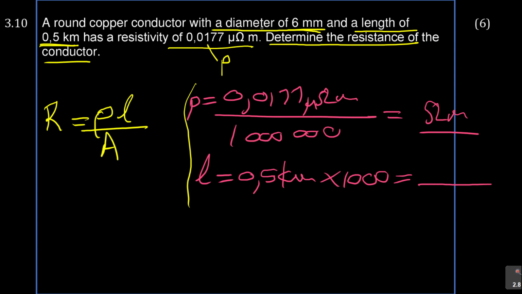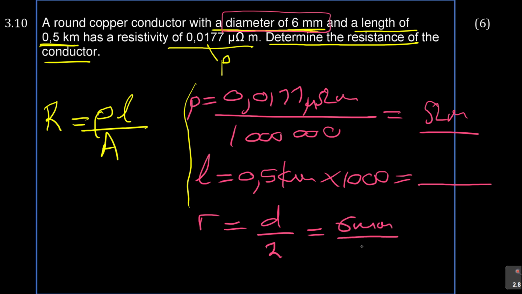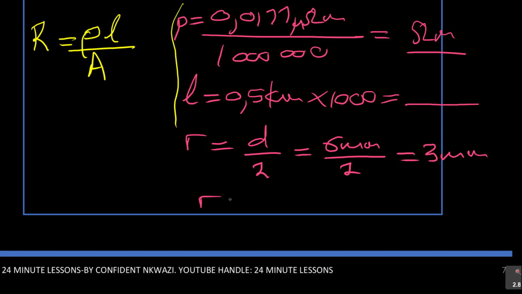Now the diameter, they gave us the diameter there, and I told you when they give you the diameter, you must first convert to the radius. So you know what it is? Radius is equal to diameter divided by 2, right? Which is equal to, what's the diameter? 6 millimeters divided by 2, which is equal to 3 millimeters. But you need to convert that 3 millimeters. So the radius is equal to 3 millimeters. You divide it by 1,000 and then you get that answer.